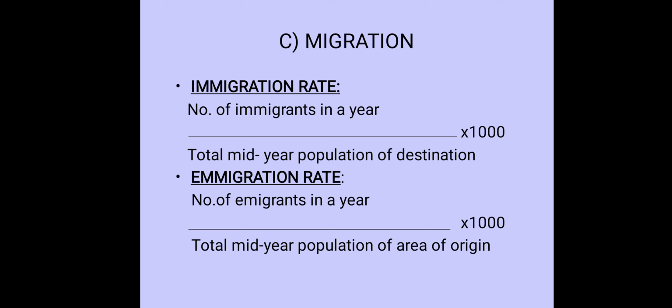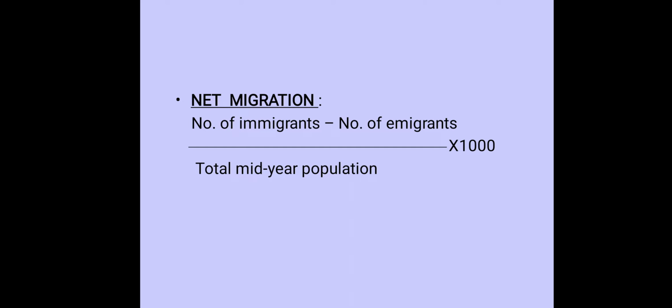That means the number of immigrants arriving at destinations per thousand population at that destination in a given year. That is the immigration rate. And emigration means the process of leaving one country to take up permanent or semi-permanent residence in another. That is all about emigration and immigration.